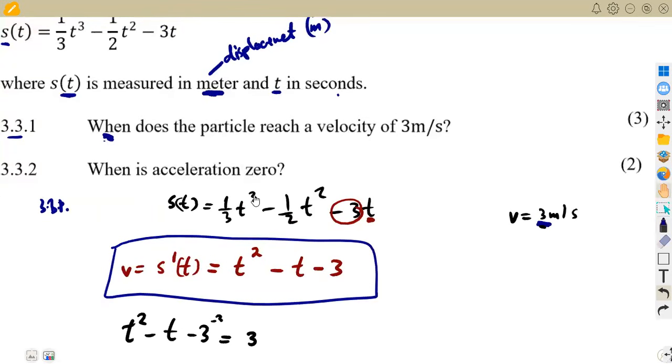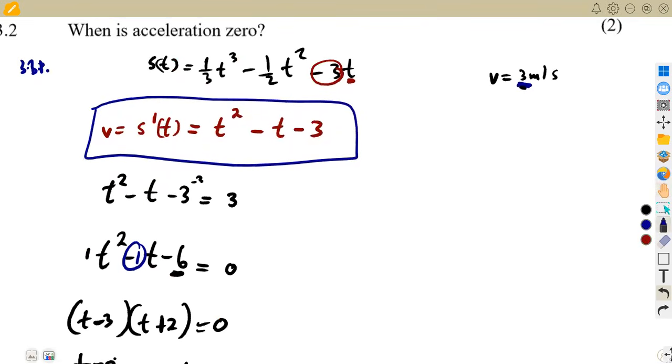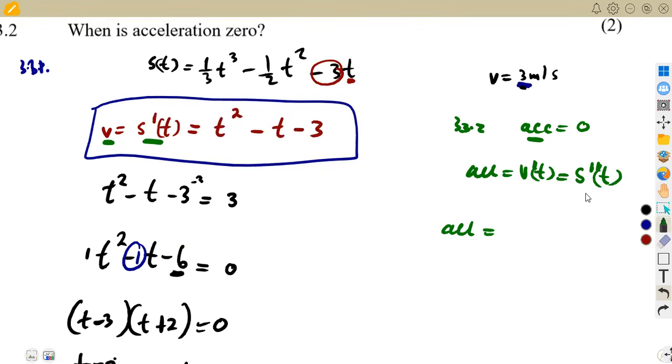Then when is the acceleration 0? When is our acceleration 0? Again, we have the same type of equation here. For us to have acceleration, we work with the velocity, whereby we are simply talking about the second derivative. So acceleration is simply the derivative of velocity in this case, which simply means the second derivative with respect to s. This is our first derivative, so we are simply going to find the second derivative there.